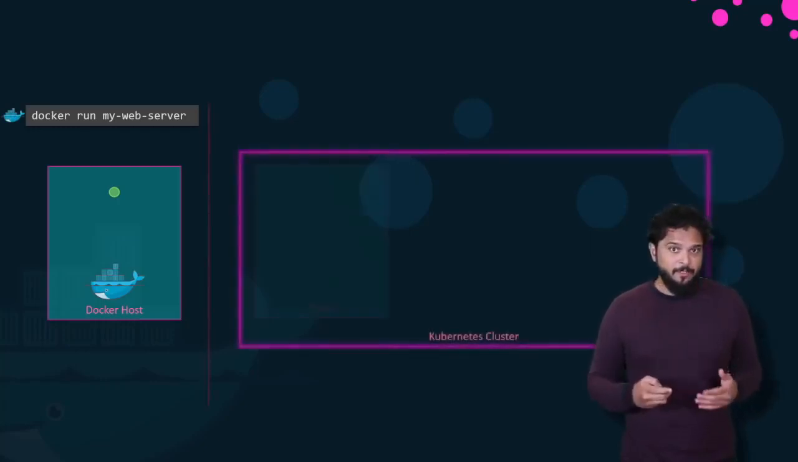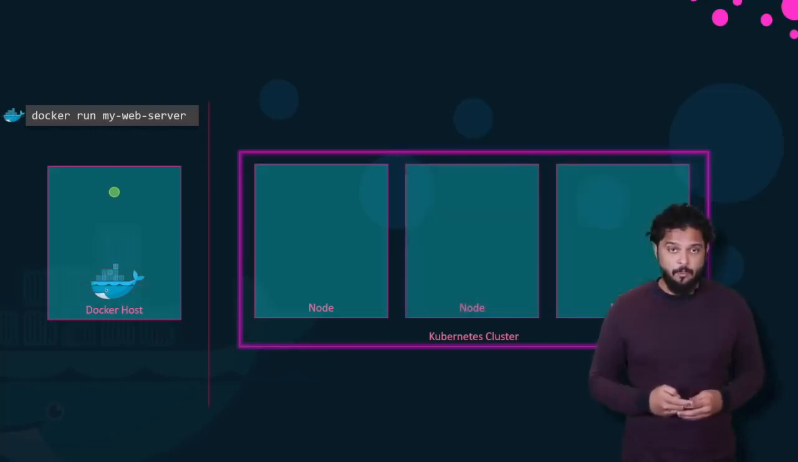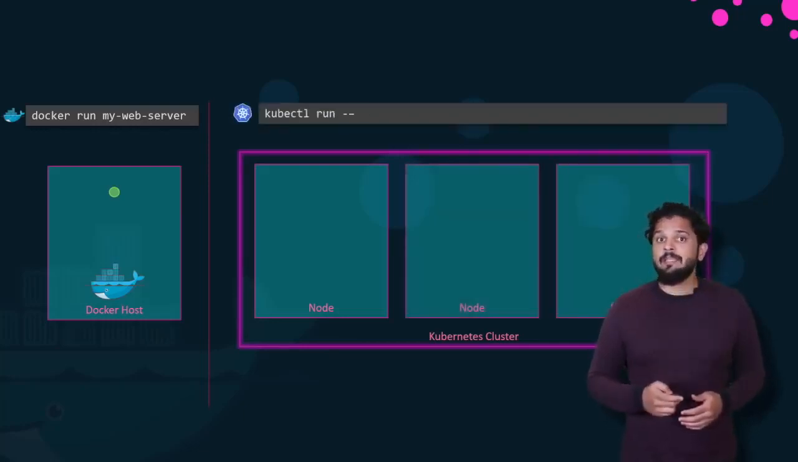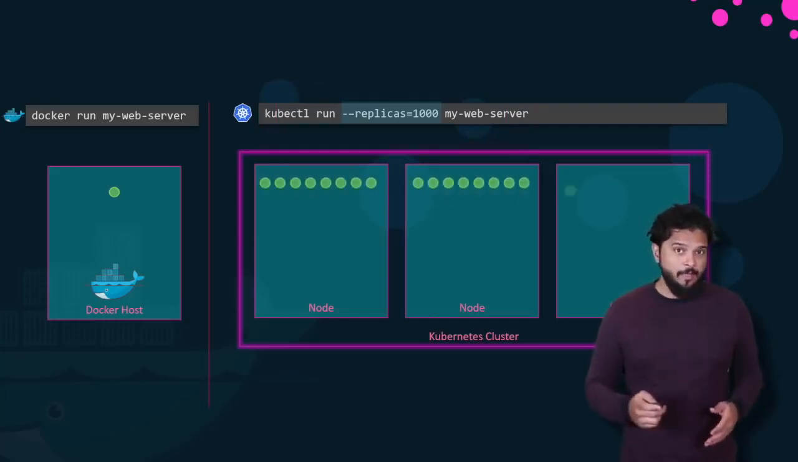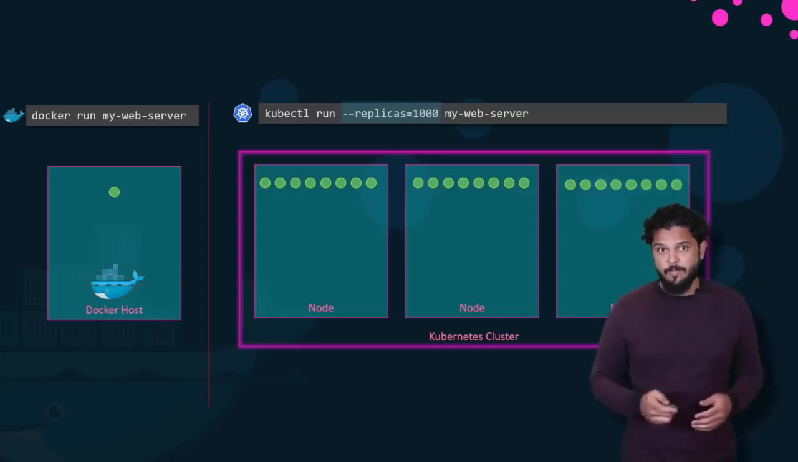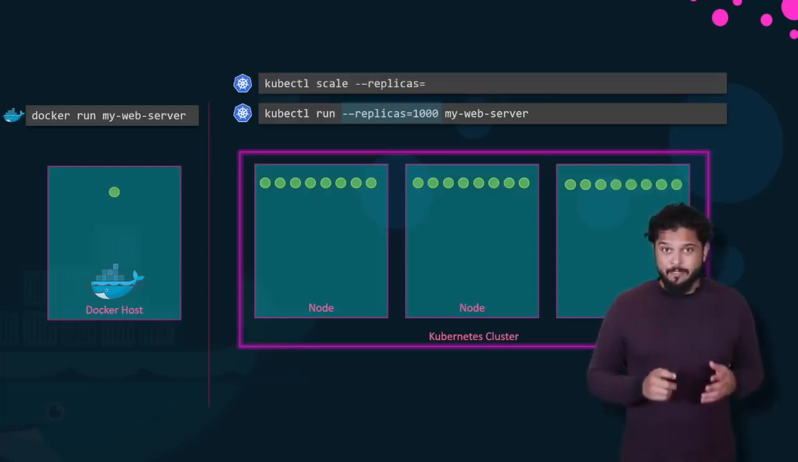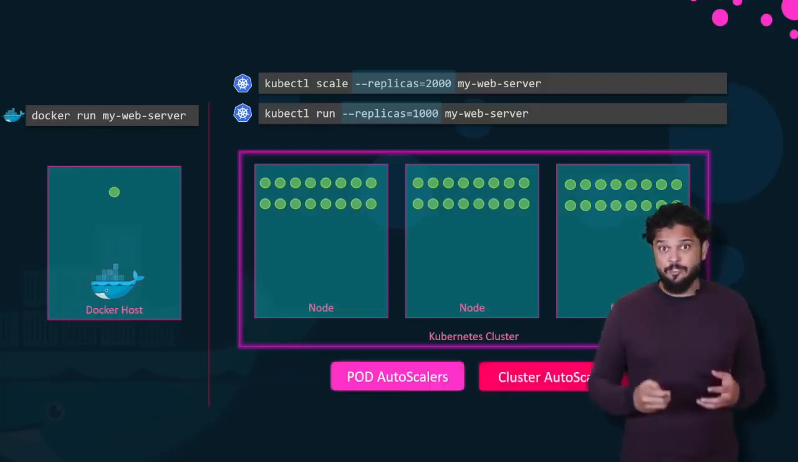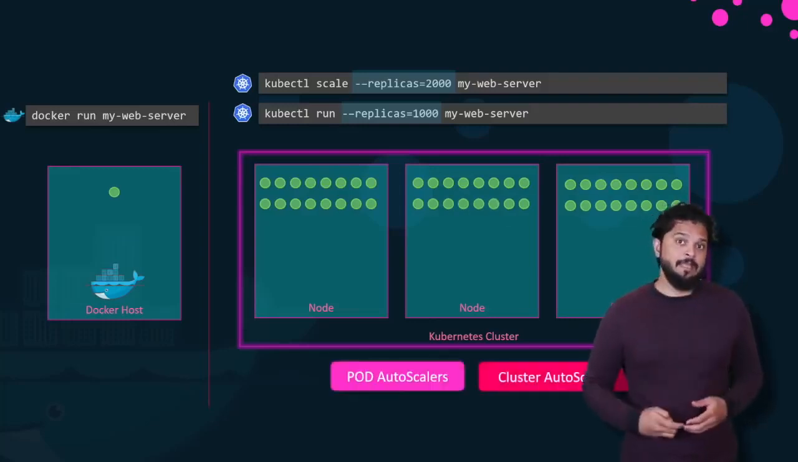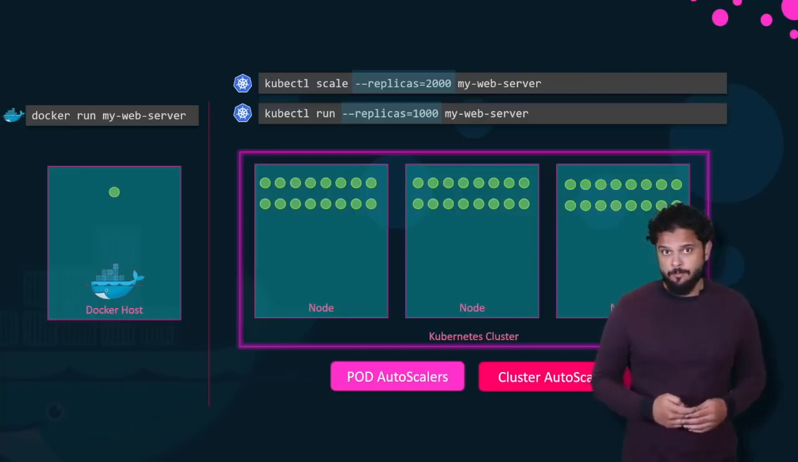With Kubernetes, using the Kubernetes CLI, known as kubectl, you can run 1,000 instances of the same application with a single command. Kubernetes can scale it up to 2,000 with another command. Kubernetes can be even configured to do this automatically so that instances and the infrastructure itself can scale up and down based on user load.